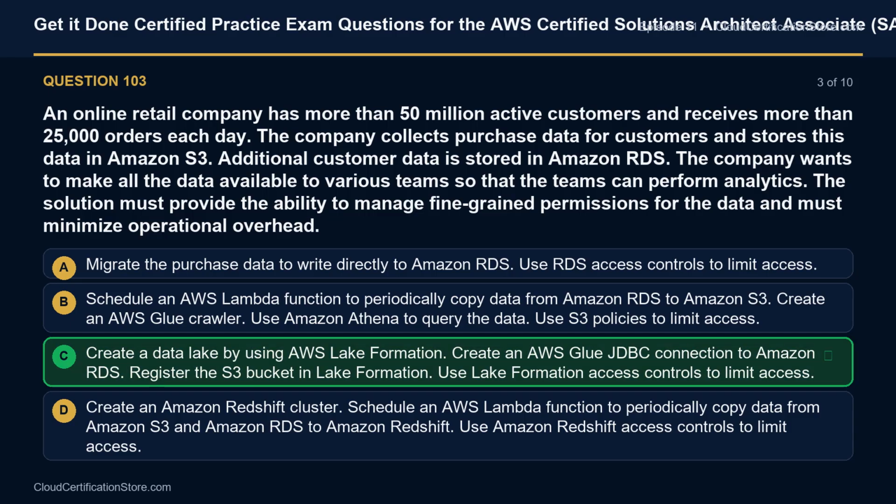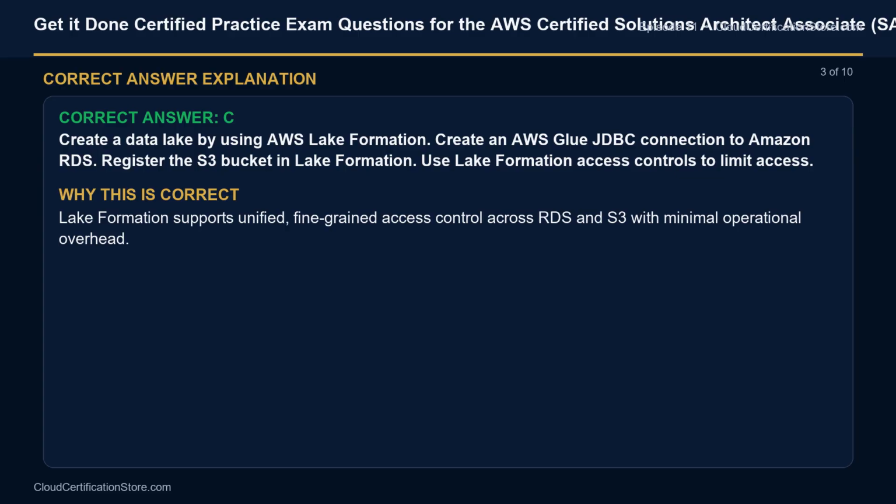The correct answer is C. Create a data lake by using AWS Lake Formation. Create an AWS Glue JDBC connection to Amazon RDS. Register the S3 bucket in Lake Formation. Use Lake Formation access controls to limit access. Explanation. Lake Formation supports unified, fine-grained access control across RDS and S3 with minimal operational overhead.